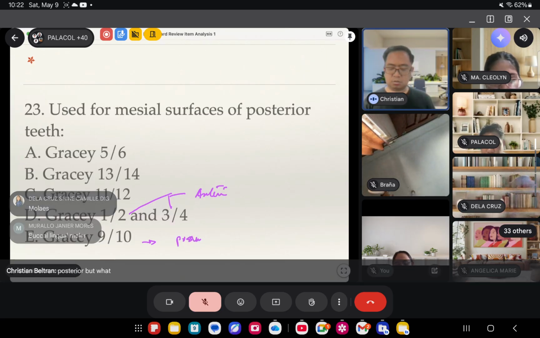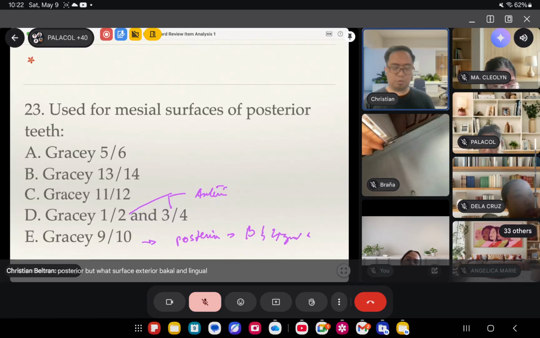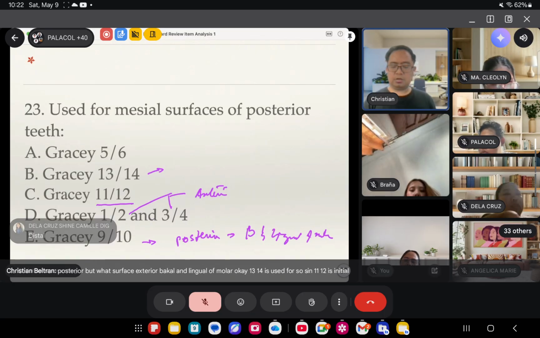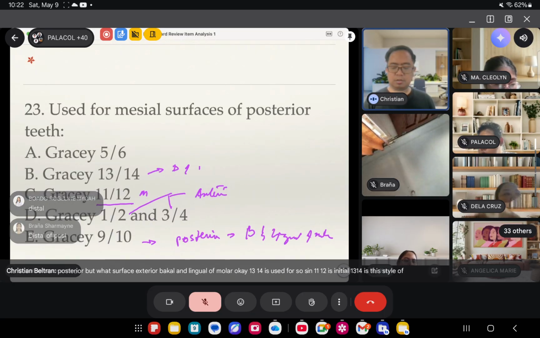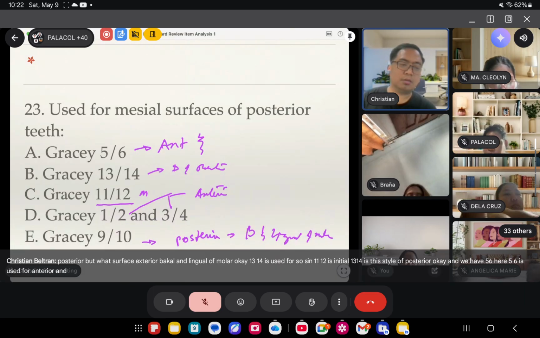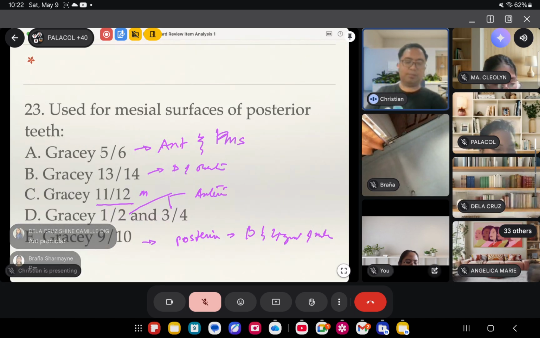Posterior, but what surface? Posterior. Buccal and lingual of molar. Okay. 13, 14 is used for... since 11, 12 is mesial, 13, 14 is distal of posterior. Okay. And we have 5, 6 here. 5, 6 is used for anterior and premolars. Okay, anterior and premolars.